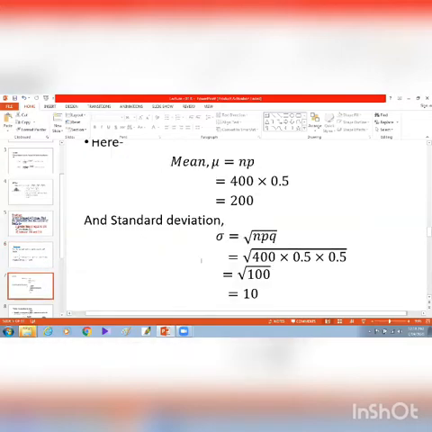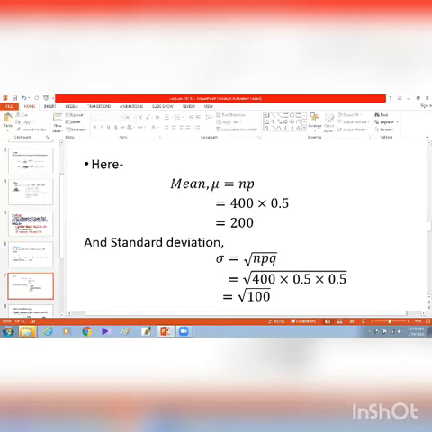Now, in normal distribution, all problems must be solved by standard normal variate. So standard normal variate z equal to x minus mu divided by sigma. That is why we have to know what is mu, what is sigma. Here, mean means mu equal to np. The value of n is 400, and the value of probability of success p equal to 0.5. So this is equal to 200. That means the mean mu equal to 200. And the standard deviation sigma equal to root over npq.